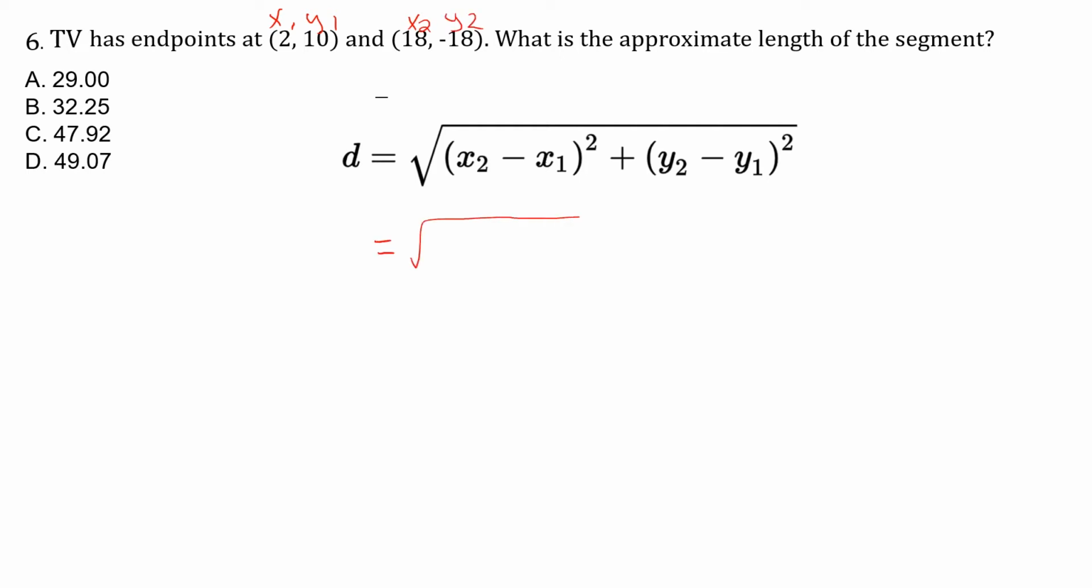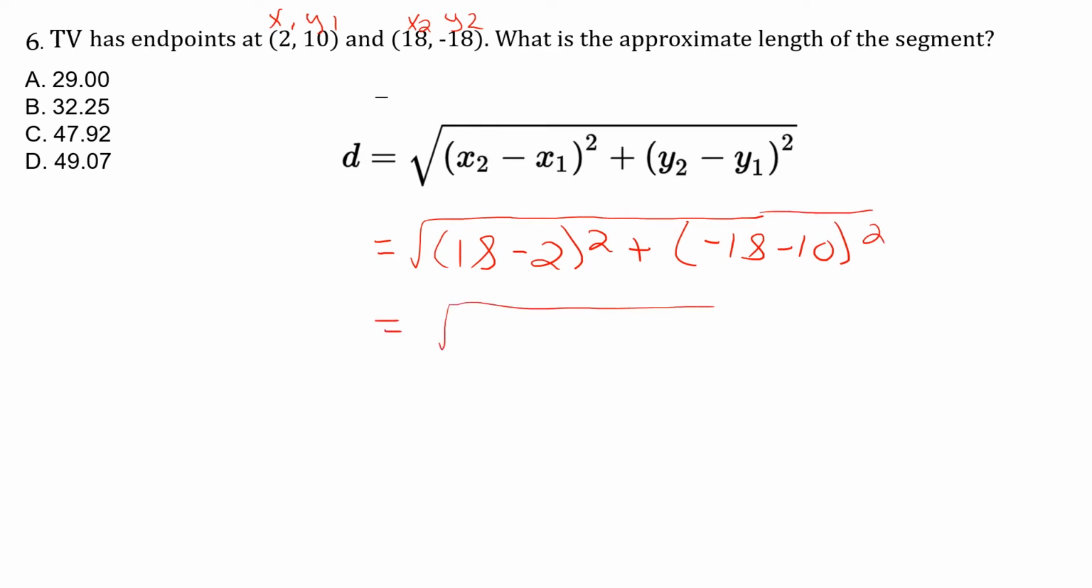So plugging that in, x2 minus x1 is 18 minus 2 squared, plus y2 minus y1, -18 minus 10 squared, and then I'm just going to simplify. 18 minus 2 is 16, that's 16 squared. -18 minus 10 is going to be -28. So please pay attention to your negatives. I would hate for you to understand how to do the problem, but then just mess up because you didn't add your negatives correctly. So make sure you're paying attention to your basic integer rules there.